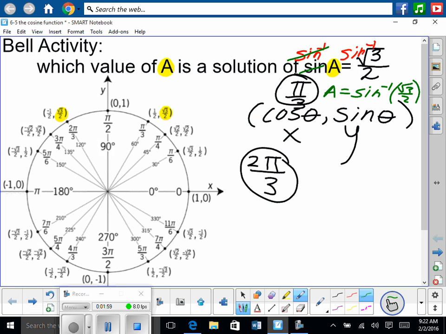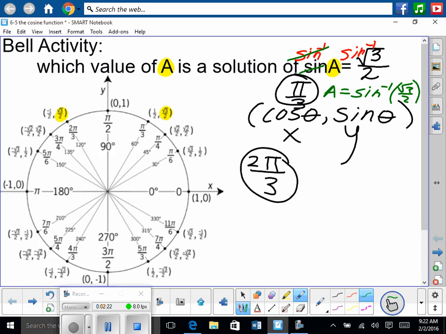You could have typed that in your calculator as long as it's in degree mode. So you could have typed in second sine inverse of the square root of 3 divided by 2, and you get 60 degrees. Isn't that what we just said? Yep. So there's many different ways. We're really cool now that we're in secondary 3.